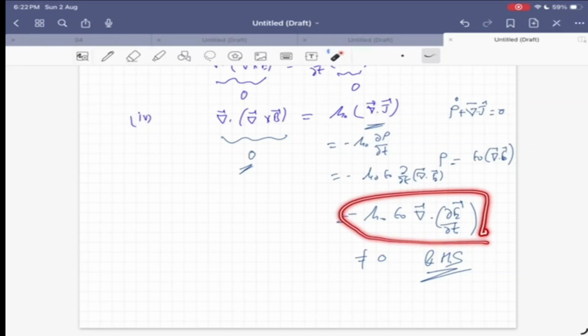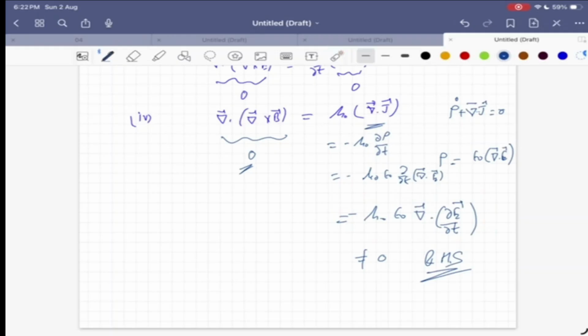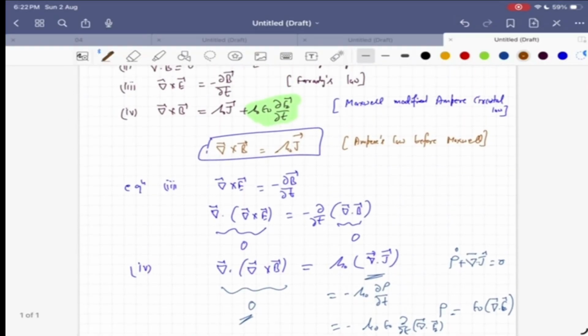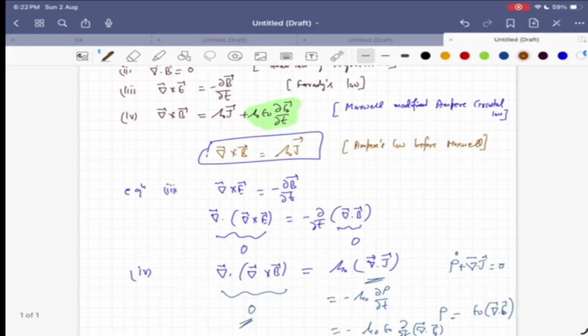So what did Maxwell do? Maxwell actually added the same term in the right hand side positively, so that this compensates the negative term that we get after taking the divergence. This term will give exactly equal and opposite in sign of the other term on taking the divergence. So this is how Maxwell fixed this inconsistency of the Ampere-Circuital law.